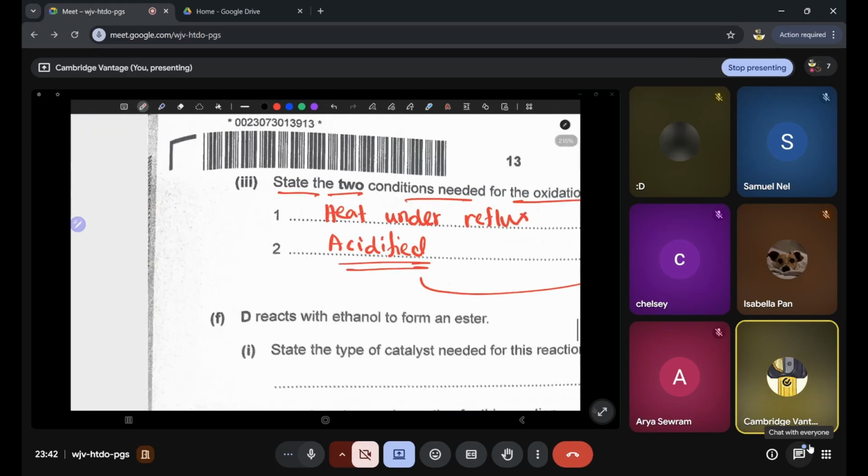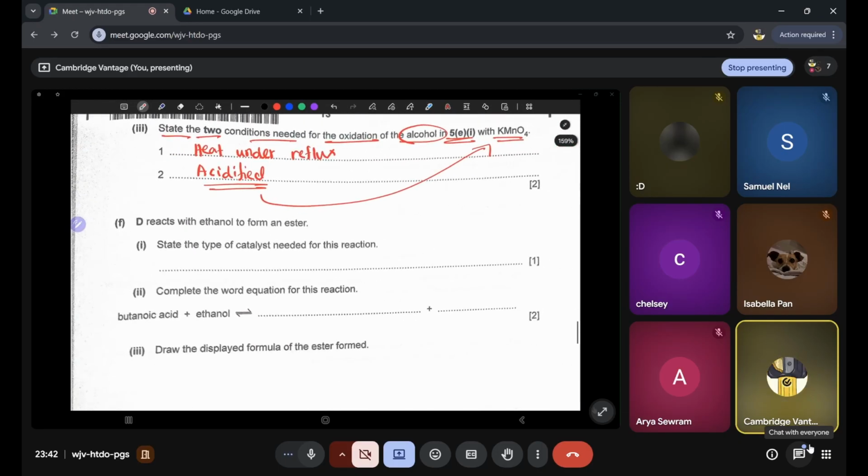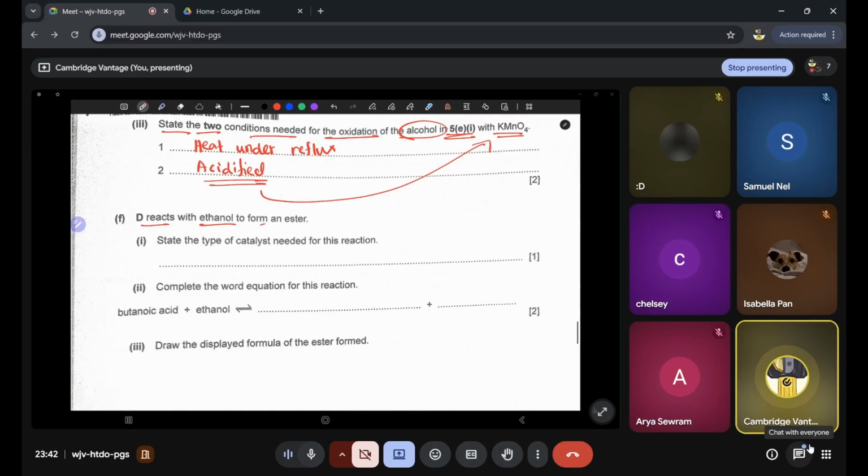All right. The next part, D reacts with ethanol to form an ester. So now we are going to discuss the ester question, or someone did raise the question about ester. So state the type of catalyst needed for this reaction. Now what was D? D was butanoic acid.